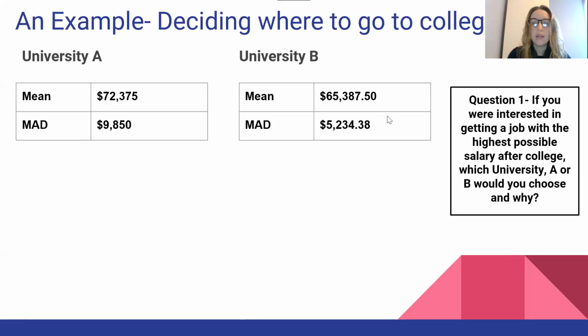So just looking at this data now, your teacher's going to pause this video and you're going to look at this data and answer the following question, which is question 1. If you were interested in getting a job with the highest possible salary after college, which university, A or B, would you choose and why? Your teacher's going to go ahead and pause this video and you're going to enter your response.